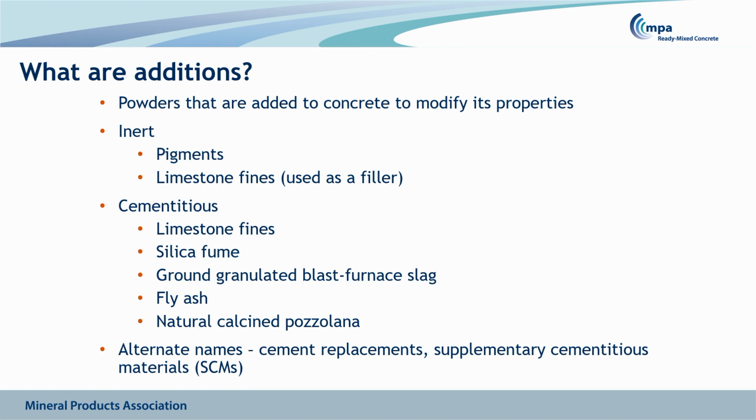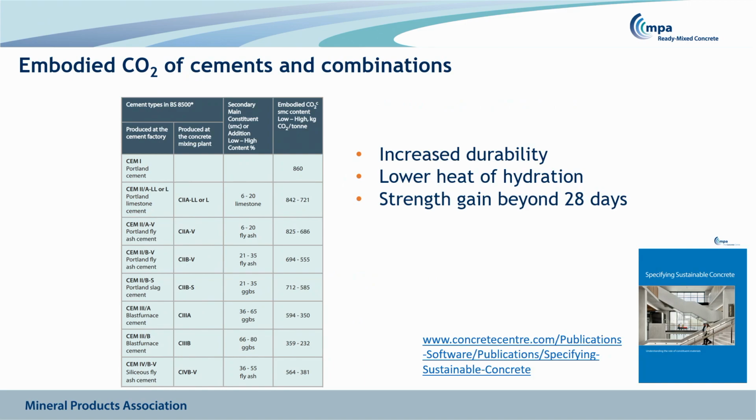So, to understand what we're doing to produce these materials, we have to understand what additions are. In basic terms, they're powders that are added to concrete to modify its properties. We have inert materials, such as pigments and limestone fines when they're used as fillers. And we have cementitious materials, which count towards free water-cement ratio and binder content. And these could be limestone fines, silica fume, GGBS, fly ash, natural calcined pozzolana. We regularly use alternate names for these. We call them cement replacements, we call them supplementary cement materials, and so on. And it's generally accepted that they increase durability, lower the heat of hydration, and give us strength gain beyond 28 days.